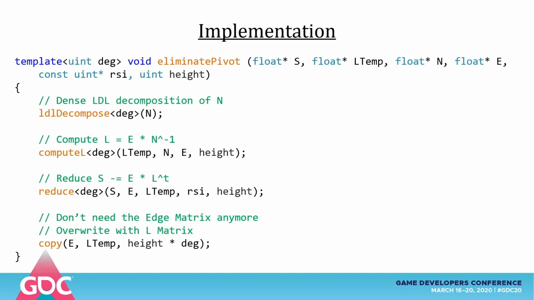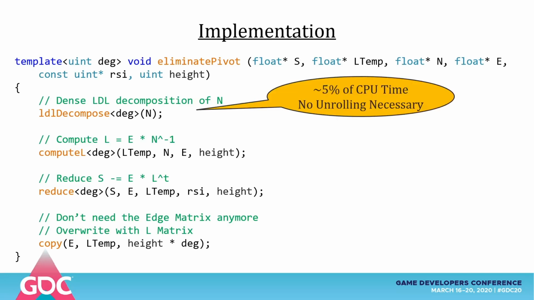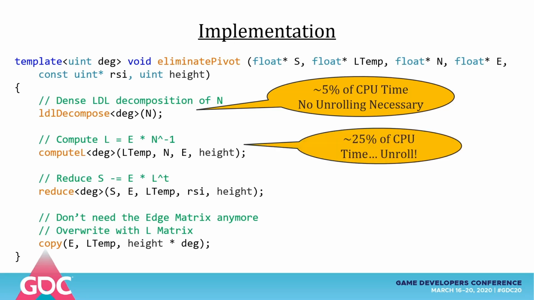Now here is the implementation of a single pivot elimination. We have the 3 steps. The LDL decomposition of the node matrix, which takes about 5% of the time. The computation of L, which takes about 25% of time and should also be unrolled over the degree. And the reduction step.